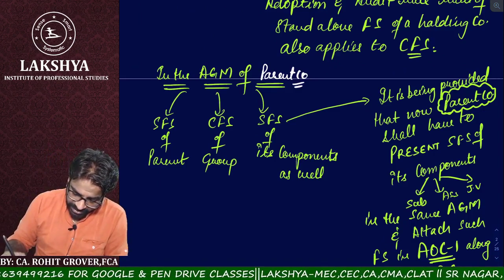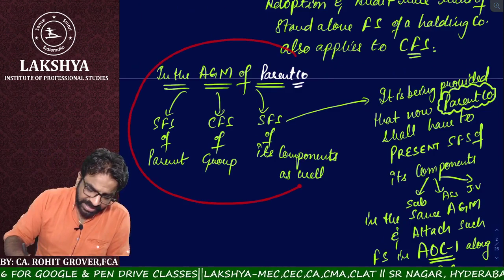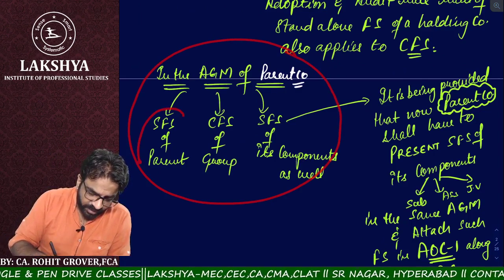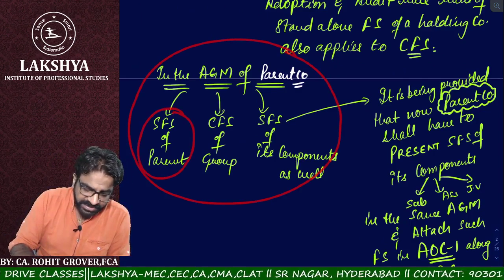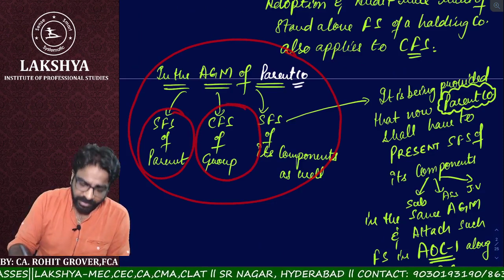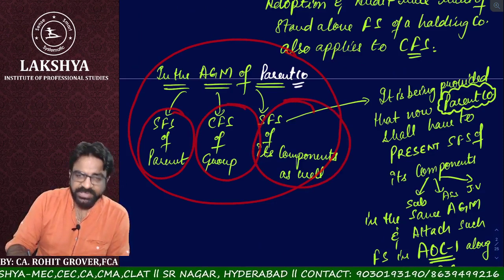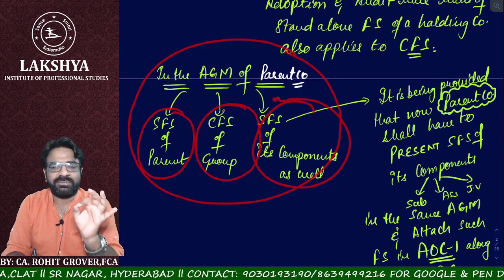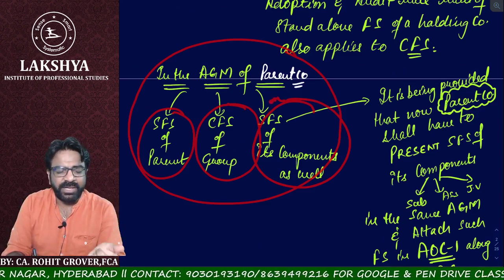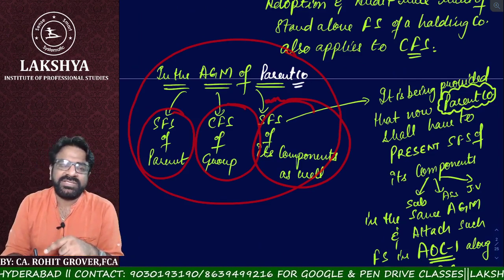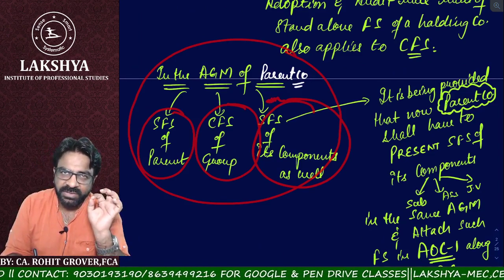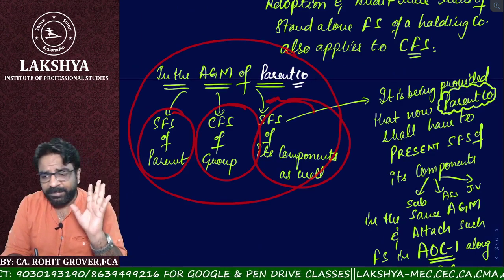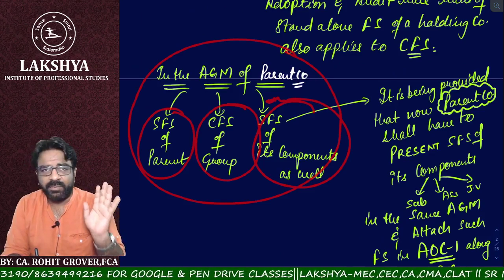So this is what is written here. Now read it. In the AGM of the parent company, standalone financial statements of the parent plus consolidated financial statements of the group plus standalone financial statements of all its components are required to be laid down in the AGM of the parent company. That is also where it is written. It is written in section number 129 subsection 4. I hope I made it very clear to everyone what I'm trying to tell.